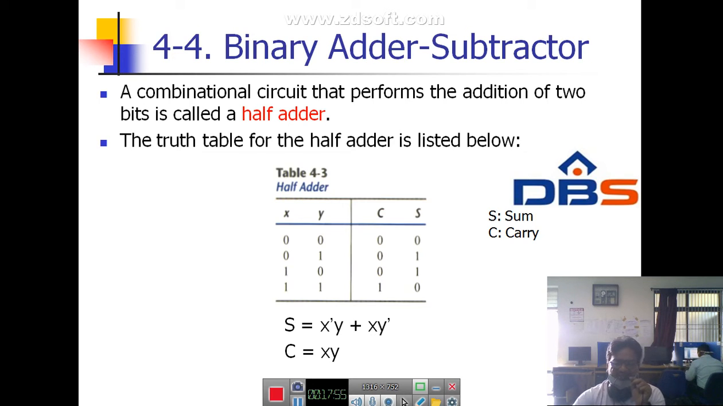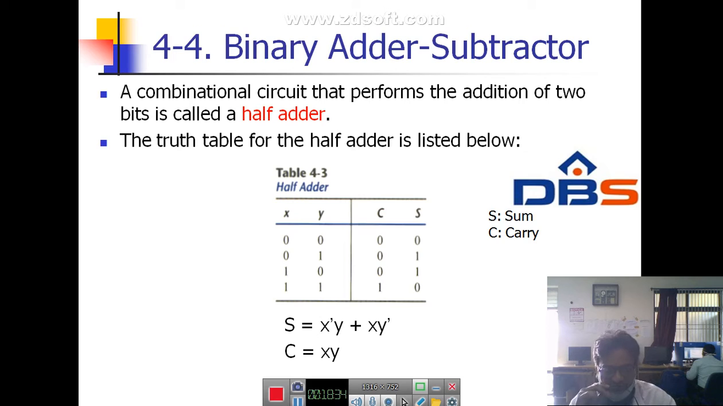In the adders we have mainly two types of adders. One is the half adder and another one is the full adder. The half adder is a combinational circuit that performs the addition of two bits. That means whenever we are adding two bits, we call it a half adder. The truth table for the half adder has two inputs, x and y, and two outputs, sum and carry. Whenever we combine those two inputs, we get the sum functionality and the carry functionality.